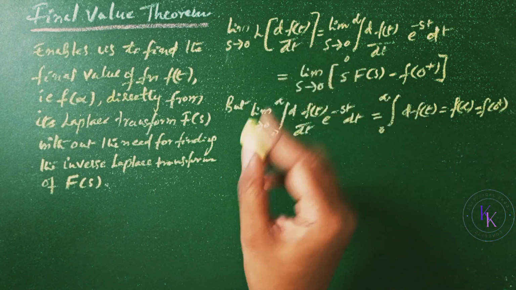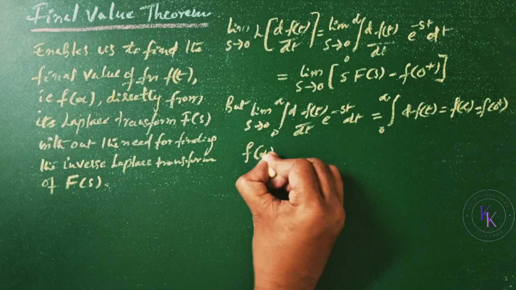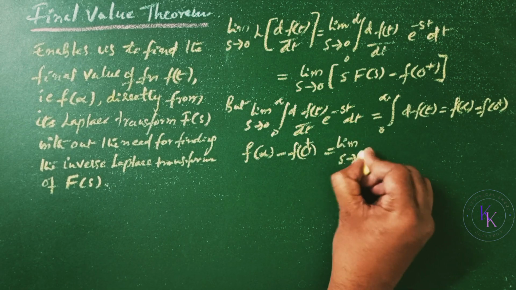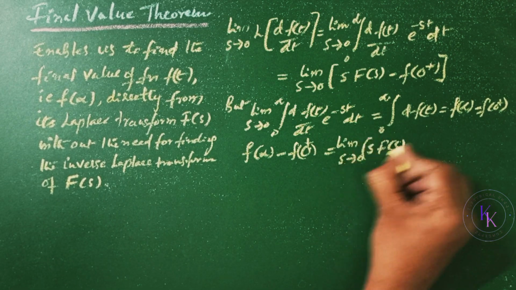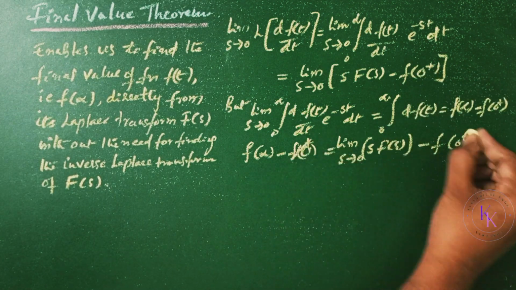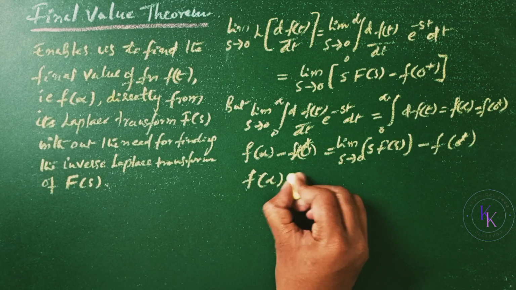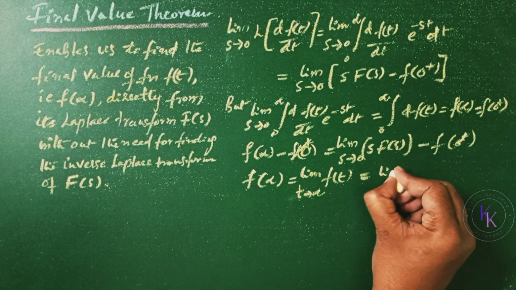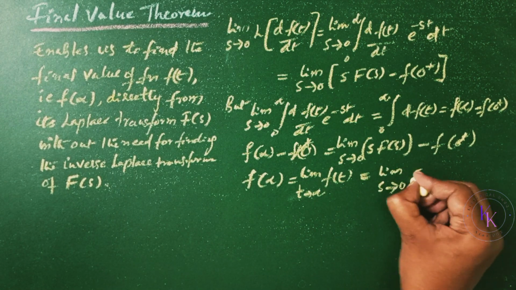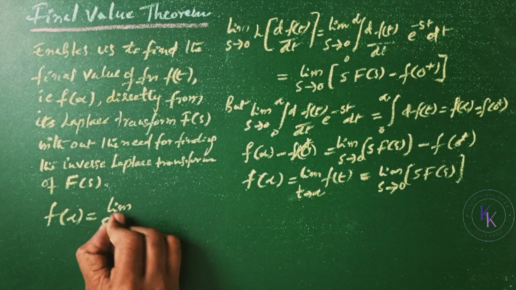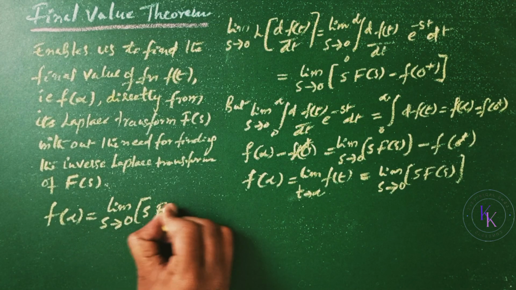Now equate both, and you are going to get f of infinity minus f of 0 plus equals limit s tends to 0 of s F of s minus, since this is a constant number, f of 0 plus. So f of infinity, which equals limit t tends to infinity of f of t, equals limit s tends to 0 of s F of s. So the final value theorem: f of infinity is given by limit s tends to 0 of s F of s.